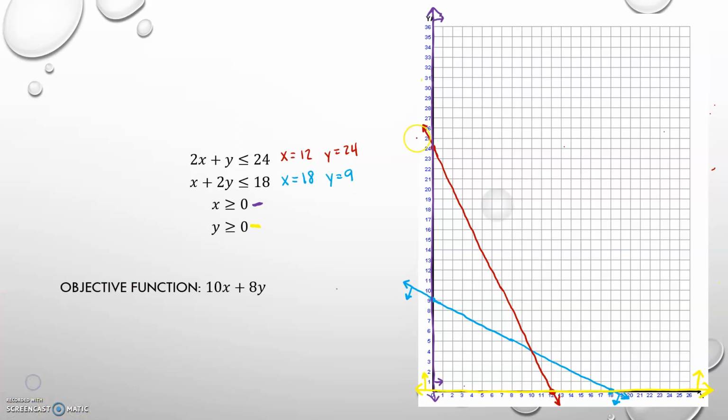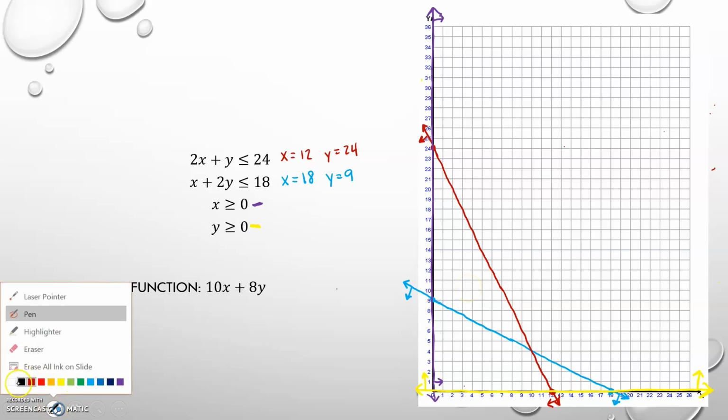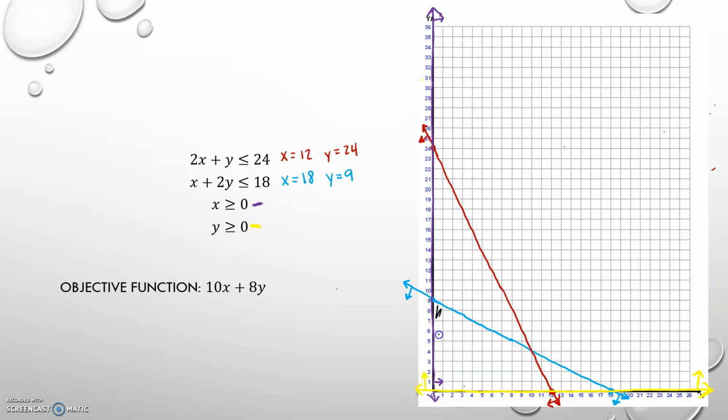And I should be careful. I shouldn't say since they're less than. That's not the reason we're shading this. It's because if I plug in 0, 0, it's true for both of them. So we have to shade in that direction. So the overlapping area, or the feasible region, is right here.